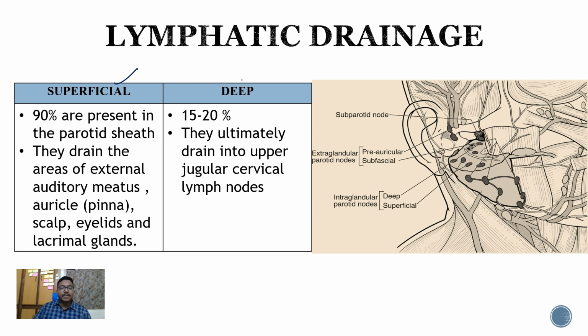One is superficial, second one is deep. The majority of the lymphatics are superficial, of which 90% are present in the parotid sheath. Okay, so the surface has got the more lymphatic drainage, and the remaining 15 to 20% will be present in the parenchyma of the parotid gland. Ultimately, they will be draining into either level 2 or 3 cervical lymph nodes, mainly level 3. Okay, so nothing but upper jugular and middle jugular group of lymph nodes.